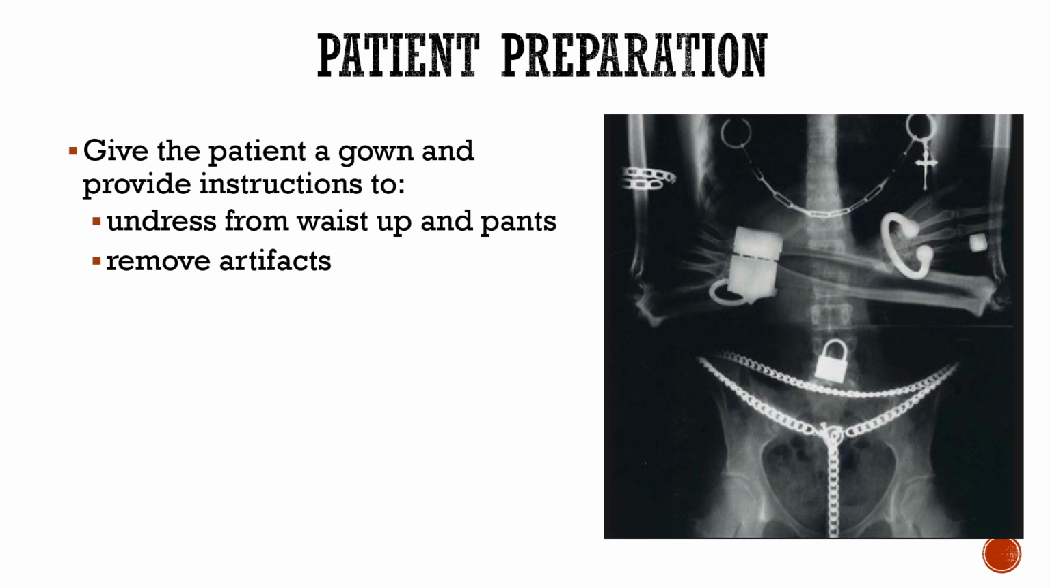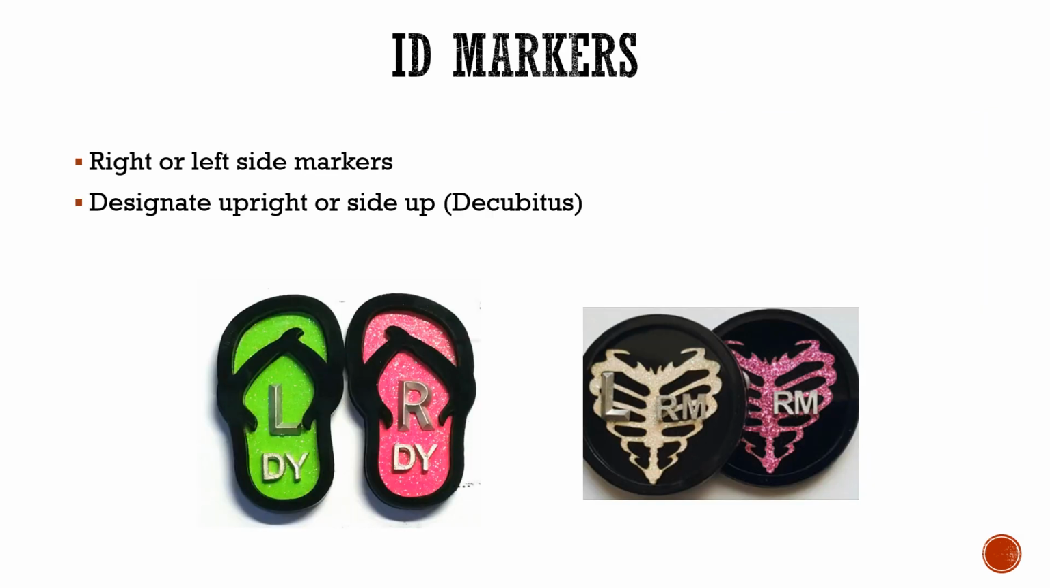So we want to make sure we give our patient a gown and we give instructions that they undress from the waist up, and we remove their pants and remove artifacts, but always give a gown. We use right or left side markers, and we always designate the upright if we upright or the side up if we're doing a decubitus exam.